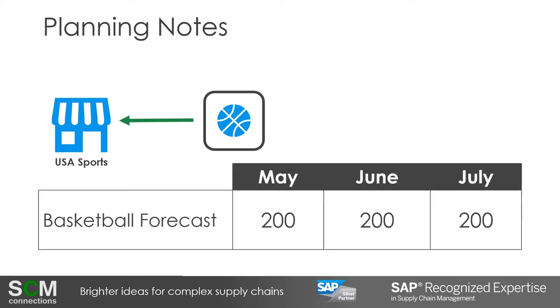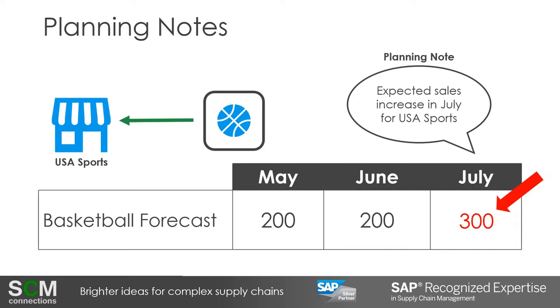However, let's say that a representative from USA Sports notified the sporting goods manufacturer that they expect basketball sales to rise to 300 units in July. In this case, I can adjust the forecast for July and insert a planning note so that I don't forget why I made this change to the forecast. Now, let's take a look at how this functionality works in IBP.